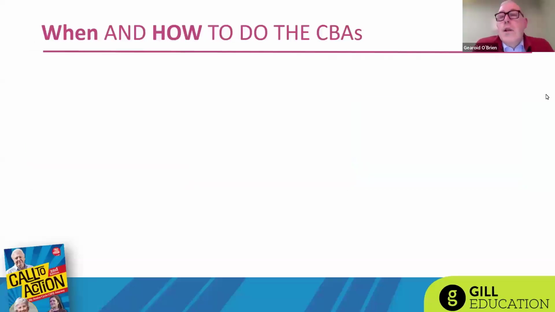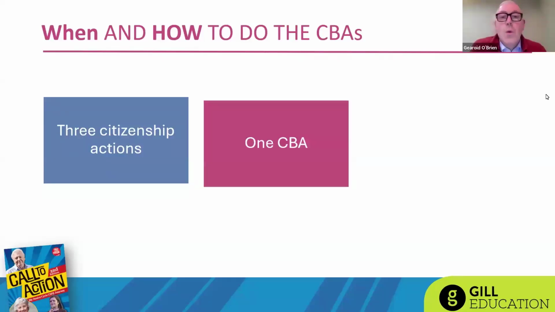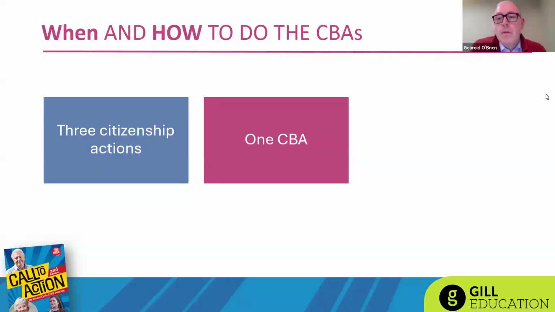Next then is when to do the CBA and literally how to do the CBA. So first of all, the idea is that over the course of the 3 years, you have your three citizenship actions. One of these then becomes a CBA. And in CSP, there's only one CBA covered. There's only one CBA done.